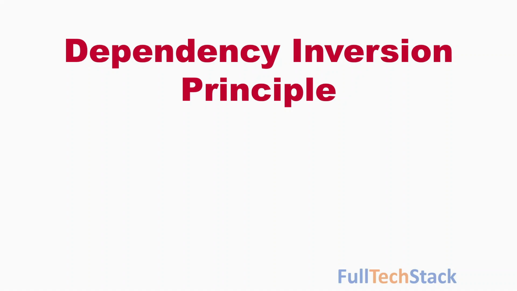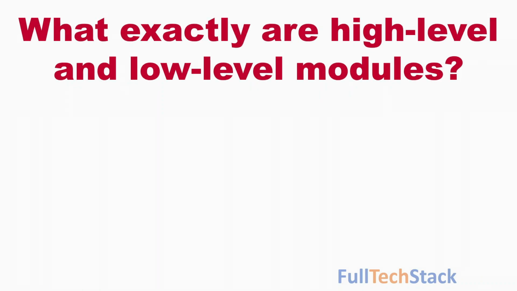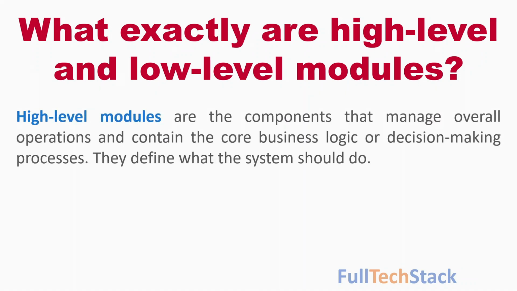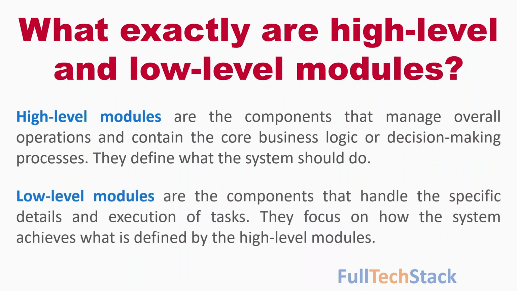The dependency inversion principle states that the high-level modules should not depend on the low-level modules. Instead, both should depend on abstractions such as interfaces or abstract classes. But what exactly are the high-level modules and the low-level modules? High-level modules are the big picture operations which contain the core business logic or the decision-making processes. They define what the system should do, while low-level modules are the components that handle the execution of tasks and focus on how the system achieves what is defined by the high-level modules.